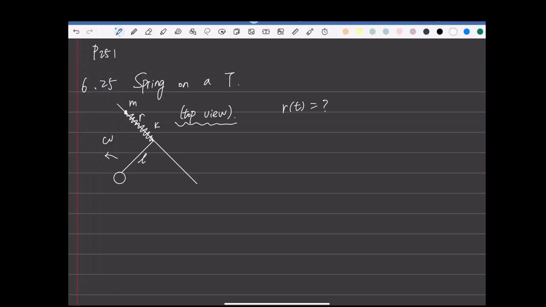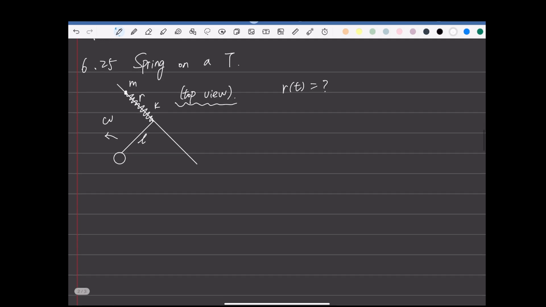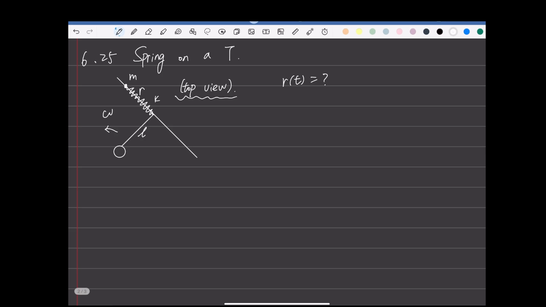Hi all. So today we're going to talk about this problem, 6.25 spring on a T, on page 251. This problem is basically about this mass on a T-shaped thing, and there's a spring to it, and the T-shaped thing actually rotates with angular velocity omega. And remember, this is the top view. So basically we can imagine this T to be lying on a table, and so we don't need to consider the effects of gravity. And so that is quite nice.